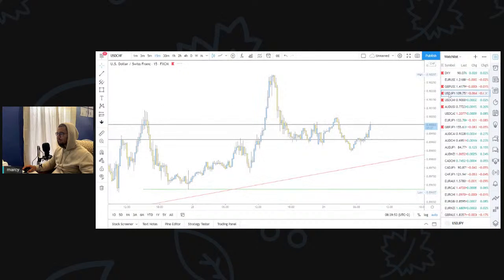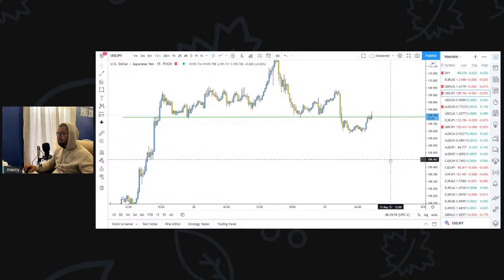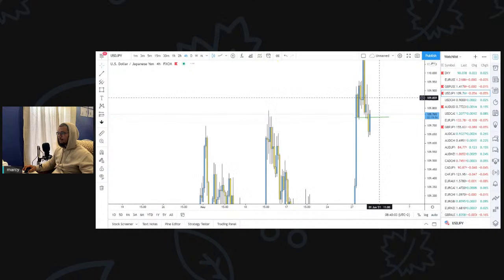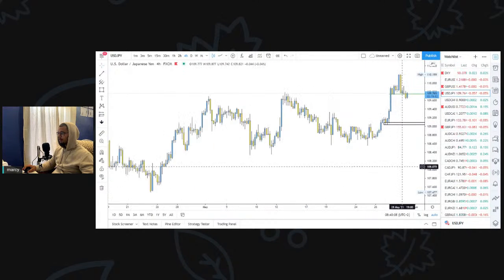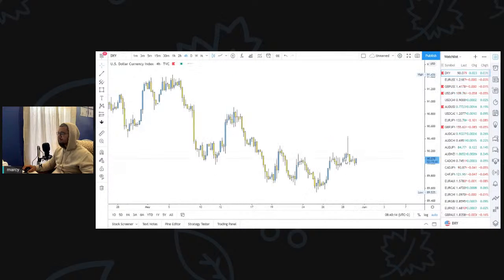USD CHF. I think I'm going to be removing USD CHF because I'm quite conflicted with that. Let's keep an eye on USD JPY. Why would I want to pick USD JPY? Because, as I mentioned, look at this.